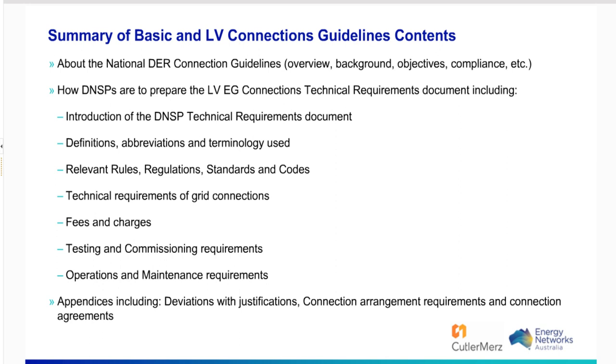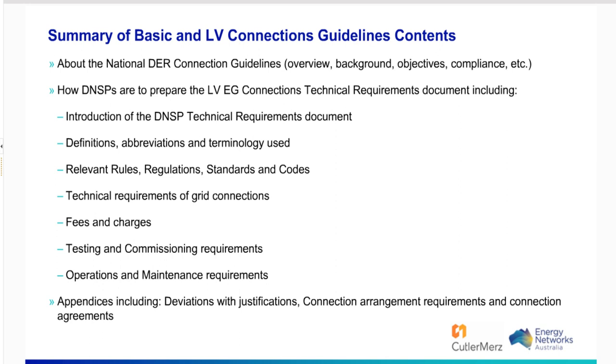The most critical and longest part of each of the LV and basic guidelines is the technical requirements of grid connections. Based on a framework and principles guideline that was released in June 2018 by the ENA, a set of agreed technical requirements are captured and specified in a manner that starts introducing consistency across jurisdictions and clarity amongst the technical requirements.